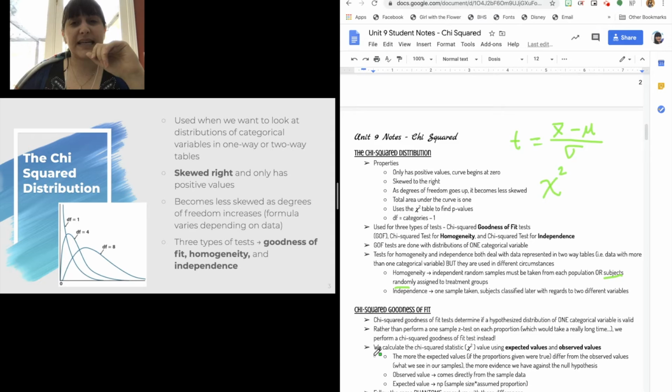Okay, give me a second to pause because I do want to show you the formula for how we calculate the chi-squared value, this value right here, but I have to move some stuff around on my screen. So hold on, I'll be right back.